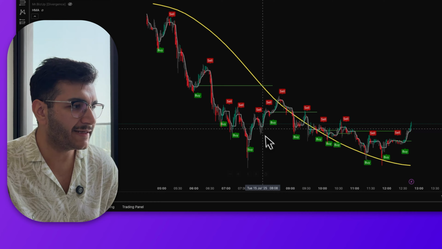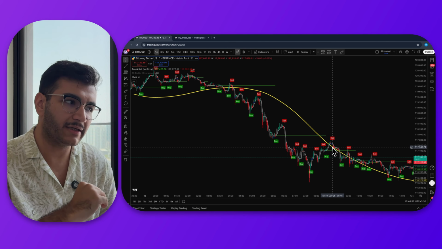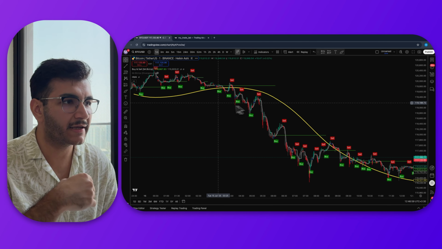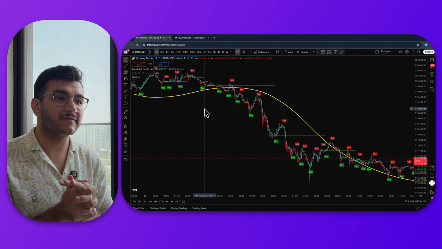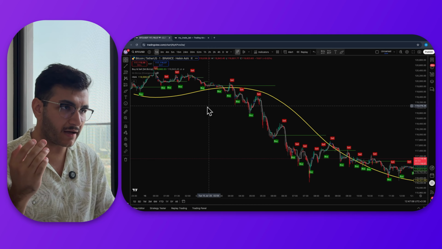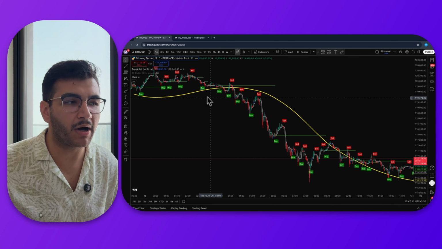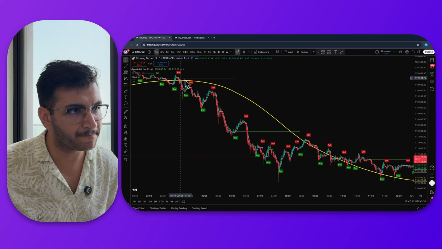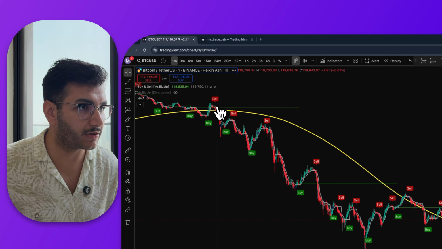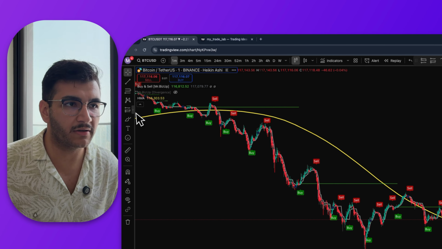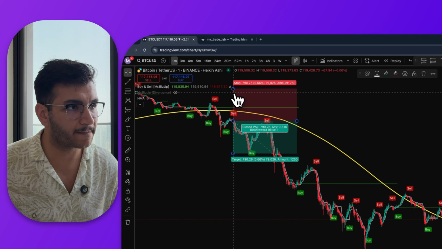Here you are. In these kinds of strategies, if we are below the yellow line, it means we are in a downtrend, and if we are above the yellow line, it means we are in an uptrend. So in downtrends, we only take the sell signals, and in uptrends, we only take the buy signals. For example, here we were above the yellow line, so we don't take this one, and here we don't take this buy because we are below.